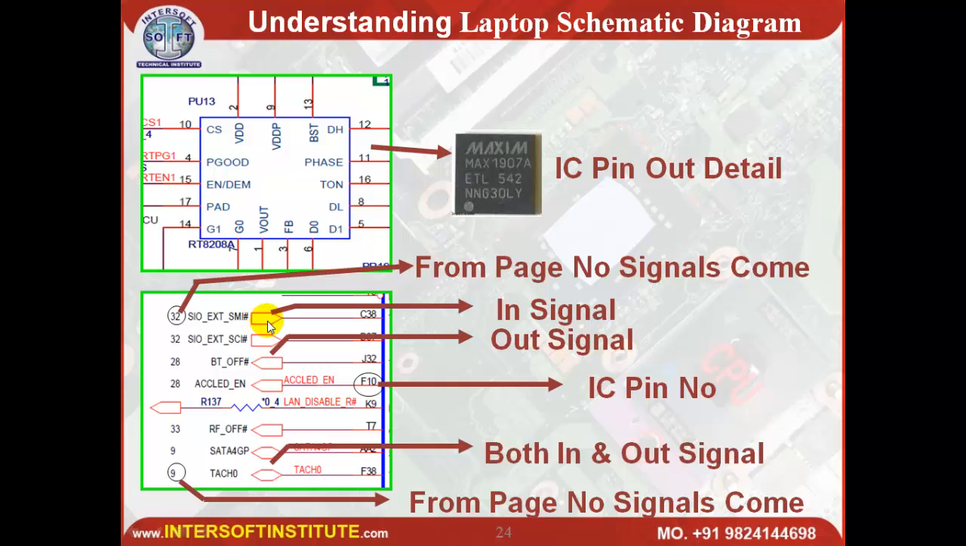This symbol is 'in', meaning the signal is coming to the IC from this page number. This page number has some IC, from which this signal is coming, that is an inward signal to this IC. This is an outward signal going from this IC, like the Bluetooth signal going to the Bluetooth or any component on page 28. This is an in-out signal, which indicates the page number from which signals come and go. This is RX and TX both, this is RX and this is TX.